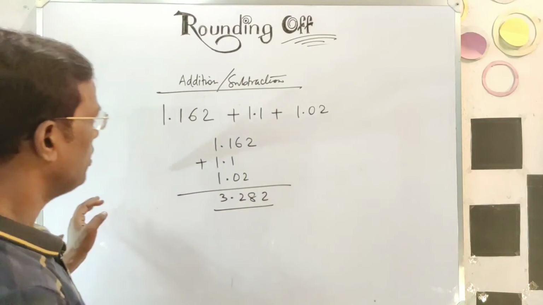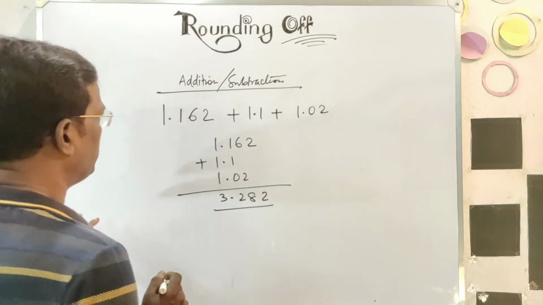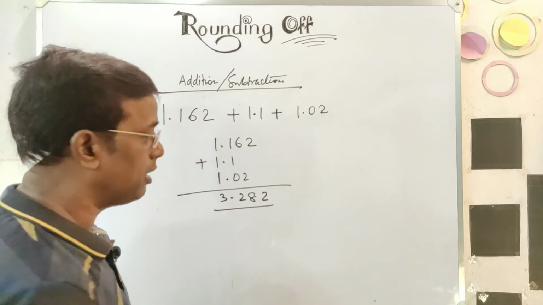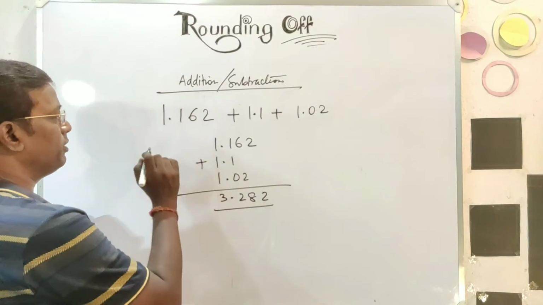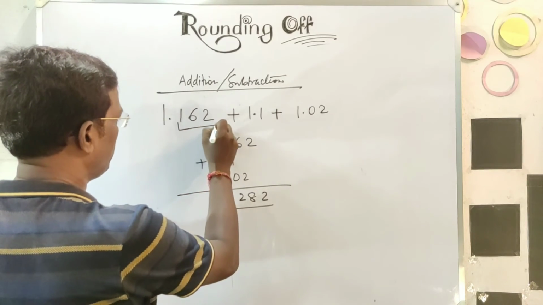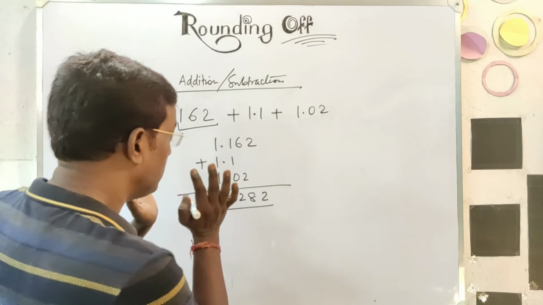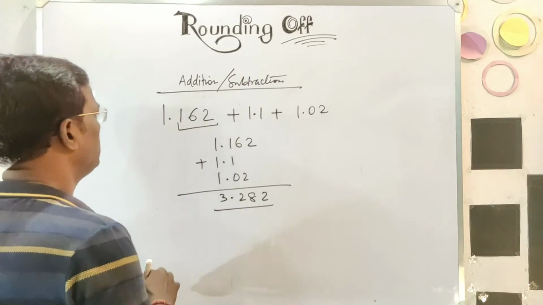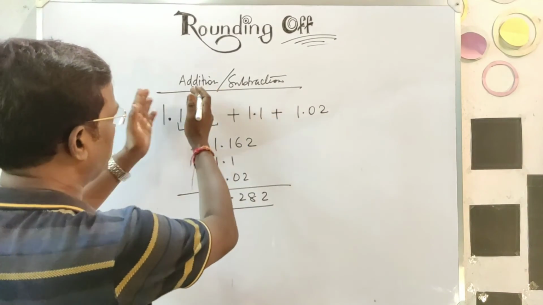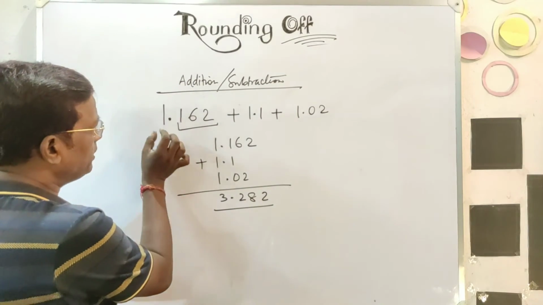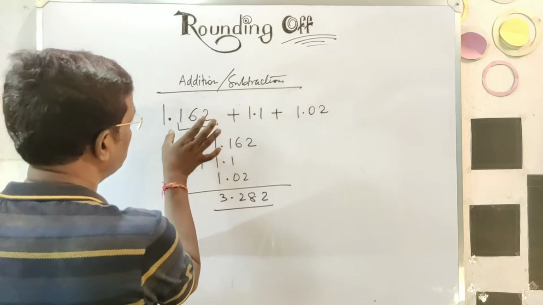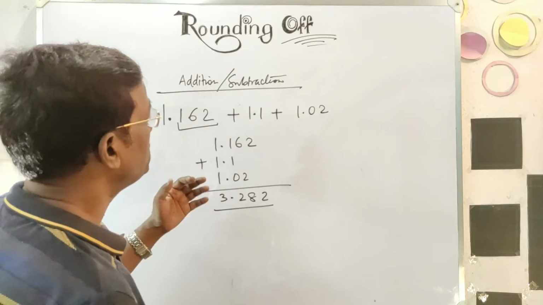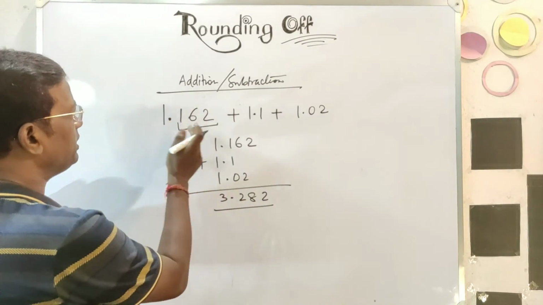Now we have to understand what will be our approach to find the correct answer. Here we have to apply a different set of rule. We have to consider the digits after the decimal. In the case of addition and subtraction, we see how many significant figures there are after the decimal places, and take the minimum one. So after the decimal, 1.162 has 3.